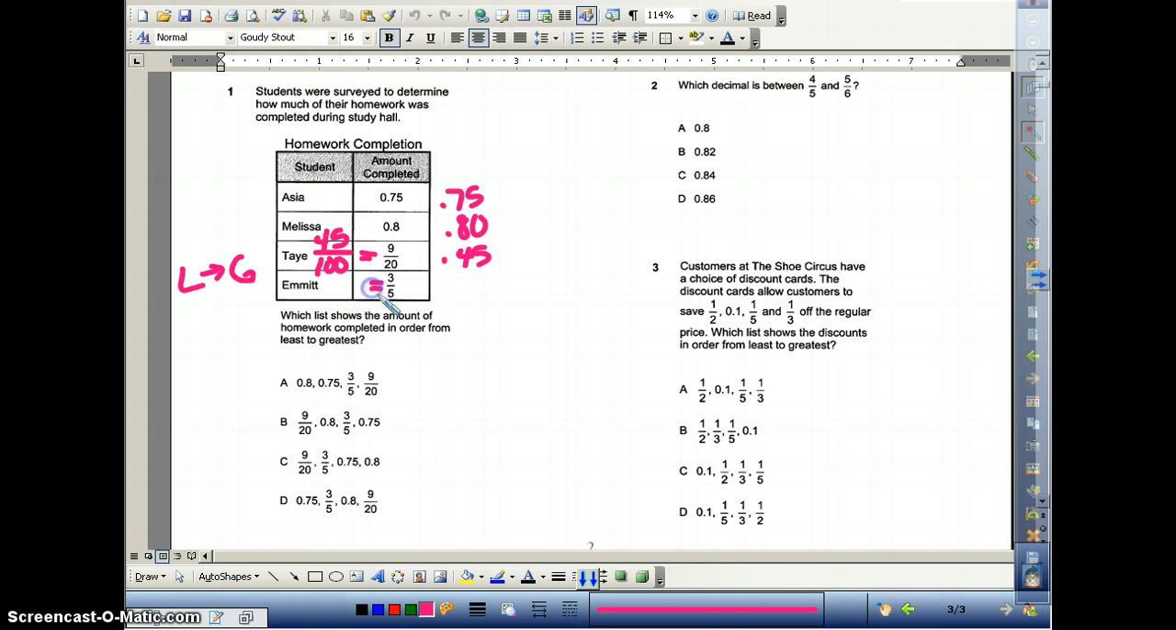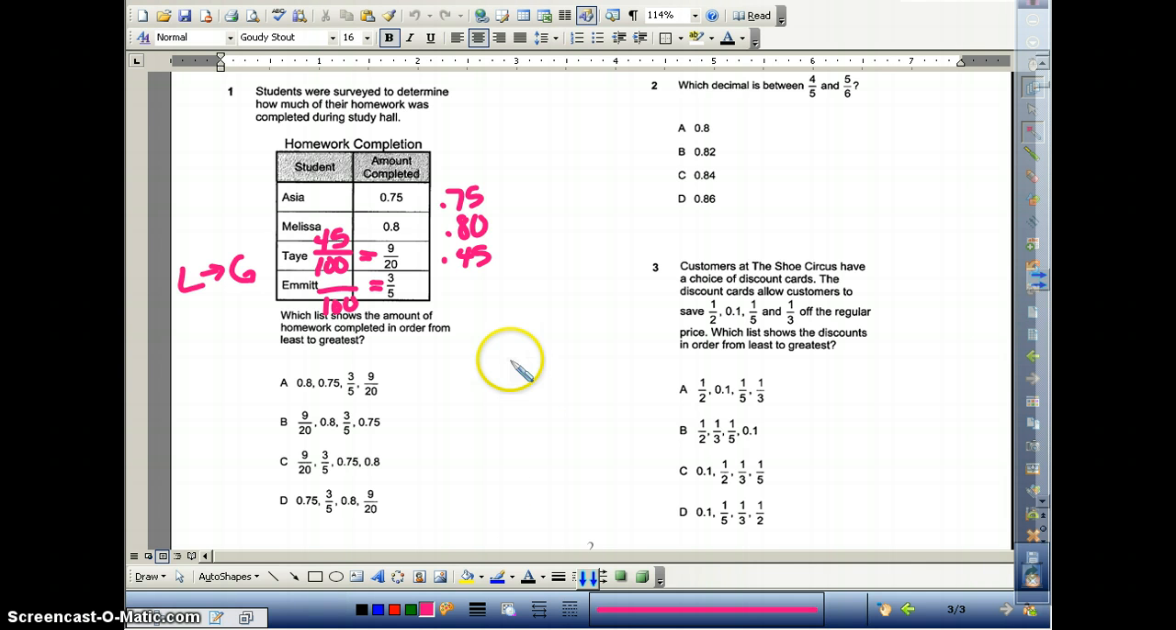Do the same thing with this one. Convert it to hundredths and then change it to a decimal and then put them in order from least to greatest. And I'm going to tell you what, 2 of these right off the bat you can eliminate. Right off the bat you can eliminate 2 answer choices.